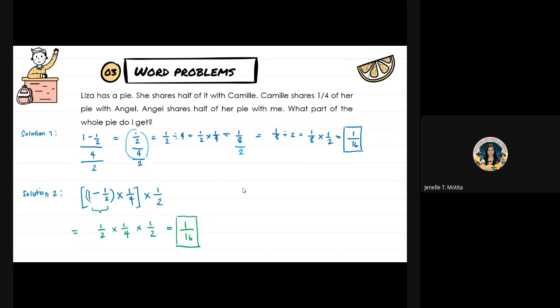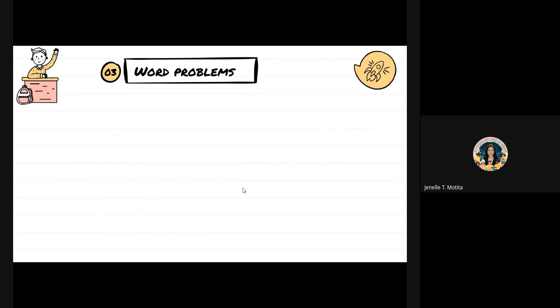After this word problem about the pi, no? So, application ng complex fraction natin, let's have another word problem. This one is a number problem. So, this is included in your assignment or async task.